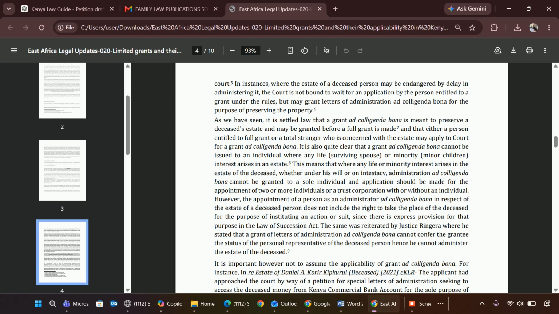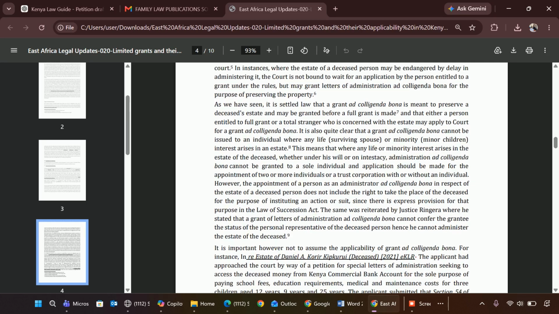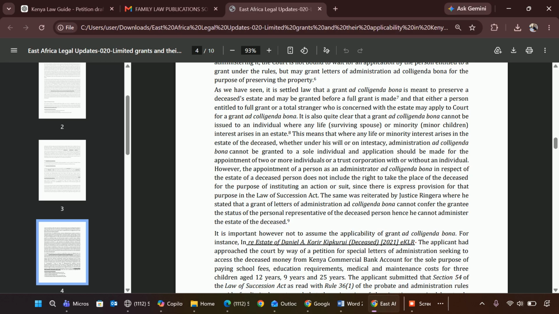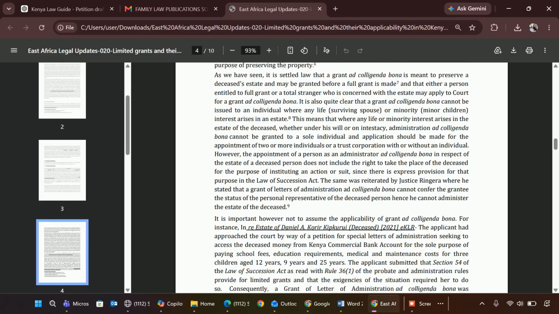However, the appointment of a person as an administrator ad colligenda bona in respect of the estate of a deceased person does not include the right to take the place of the deceased for the purpose of instituting an action or suit, since there is express provision for that purpose in the Law of Succession Act. And even Justice Ringera was very categorical to say that ad colligenda bona cannot confer on the grantee the status of the personal representative of the deceased person, hence he cannot administer the estate of the deceased person.